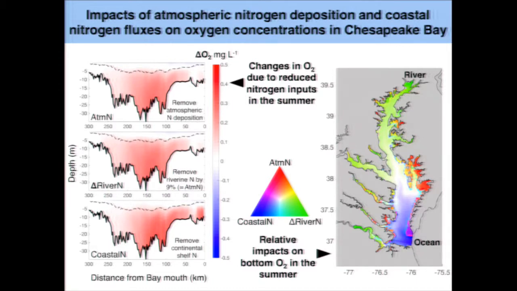For the third panel, we removed the nitrogen from the coastal ocean. We can also see a similar increase in the dissolved oxygen, but a slightly larger increase closer to the open ocean, which is on the right-hand side of the transect.